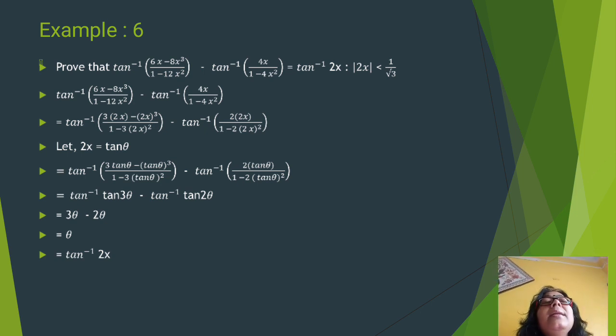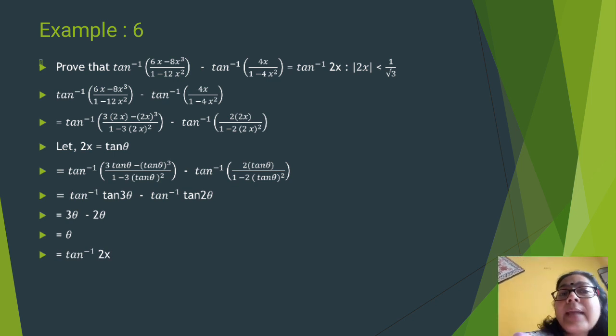There is tan inverse. We have written 2x as tan theta. So in place of 2x, we write 3 tan theta minus tan theta cube, sorry, it is cube, by 1 minus 3 tan theta square, minus the second term. Here a little bit is written wrong in the denominator part, that is 1 minus only 2x whole square, that is 1 minus tan square theta. It is not 2 tan square theta, it is only tan square theta.